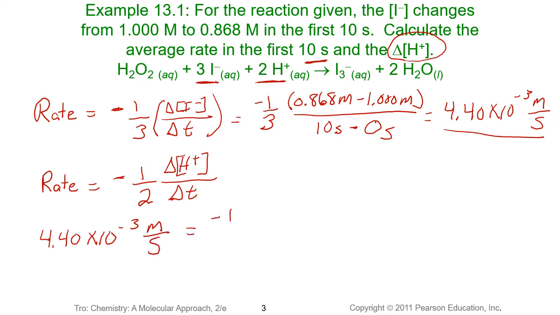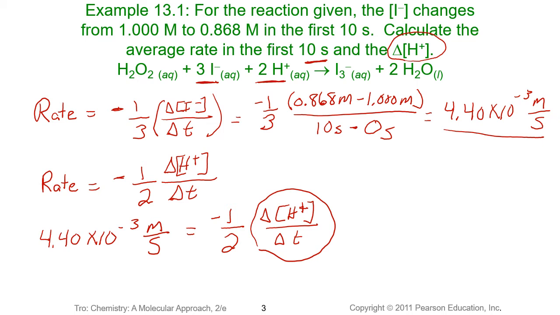And that is equal to negative 1/2 of our change in H plus concentration over change in time. Now we're going to solve for this quantity here. So we have to move the negative 1/2 to the other side, which means we're multiplying by a negative 2, to get rid of the negative 1/2.